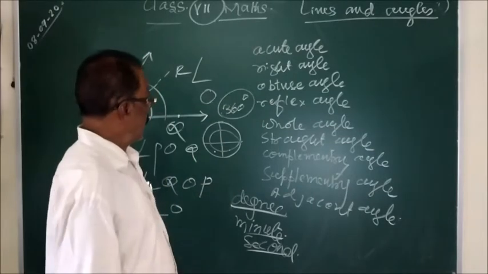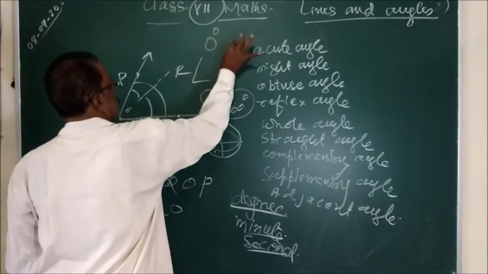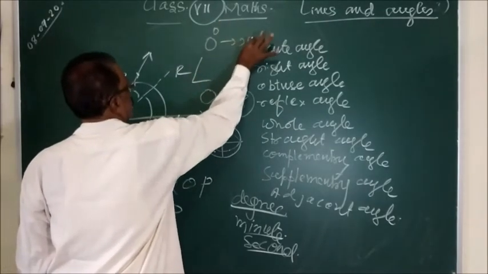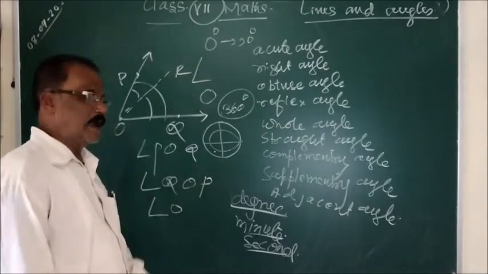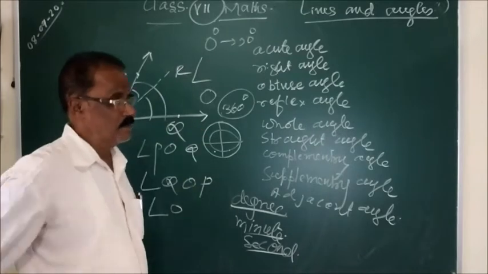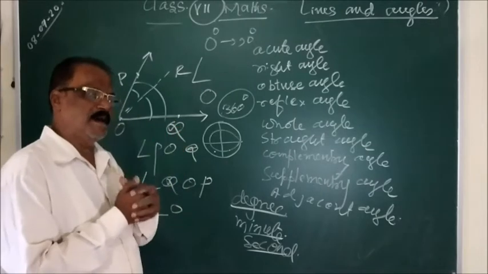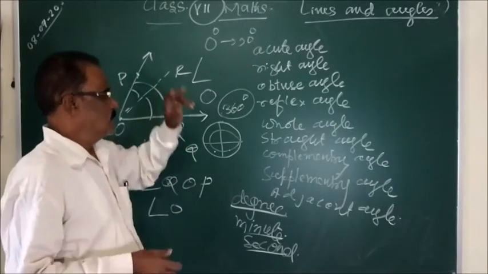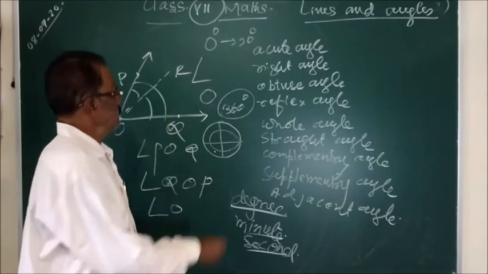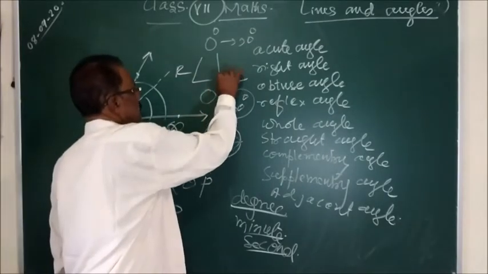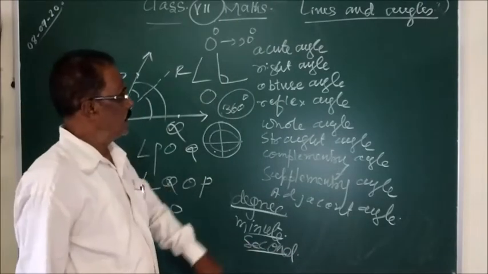So acute angle, the value of the angle is between 0 and 90 degrees. Means, if the magnitude of an angle is between 0 and 90, that is called acute angle. Right angle, if the magnitude of an angle is 90 degree exactly, then it is right angle.